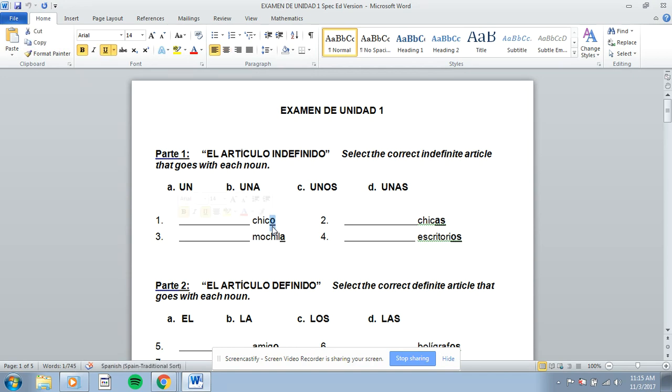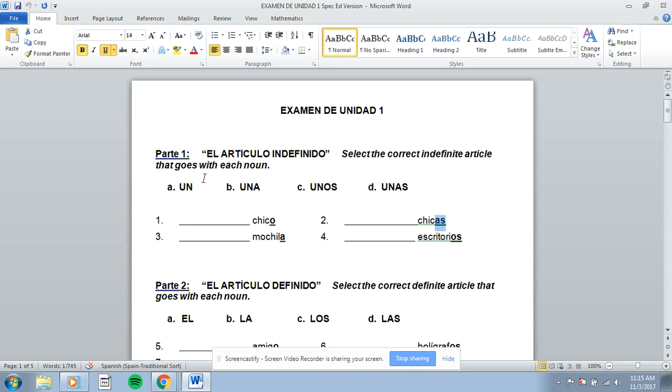So número uno ends in an O. So which one of these, A, B, C, or D, would you use if a word ends in an O? That means it's masculine and singular. So bubble in A, B, C, or D, whichever one you would use if you're using something that's masculine and singular. Número dos, chicas, ends in AS.